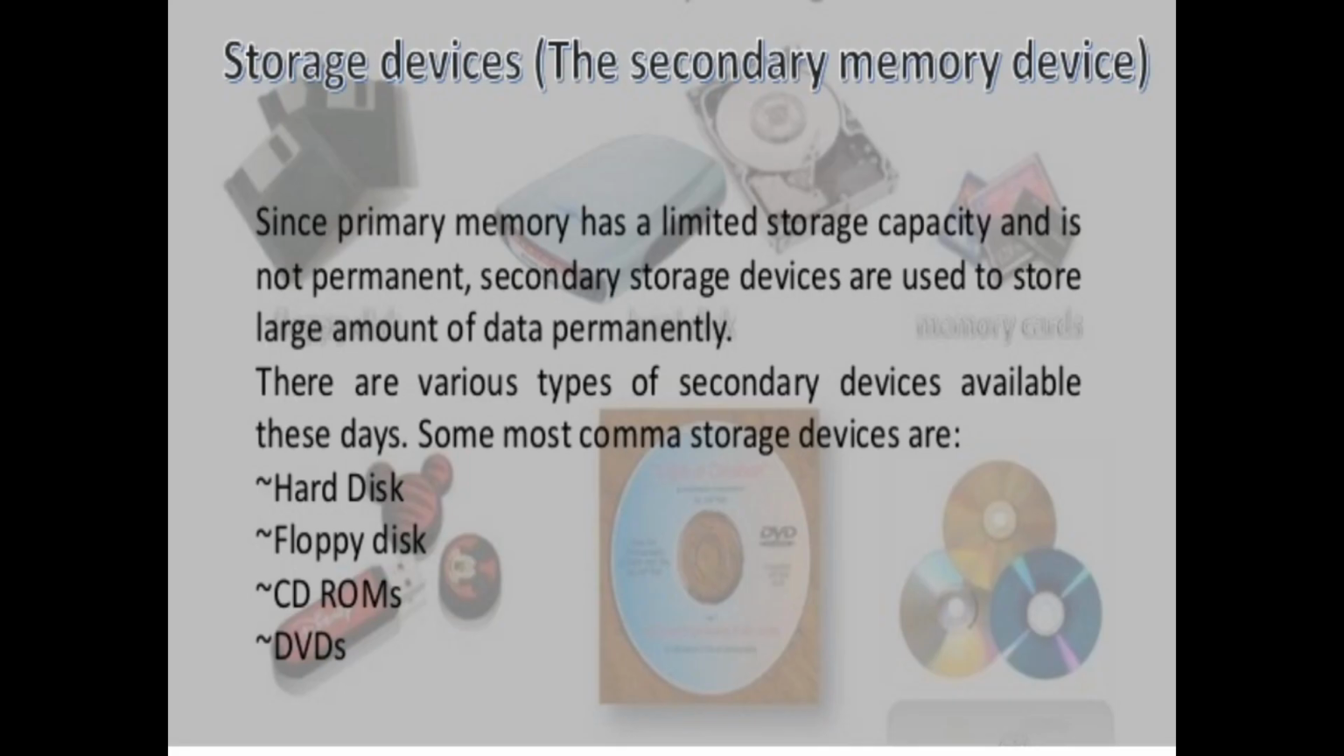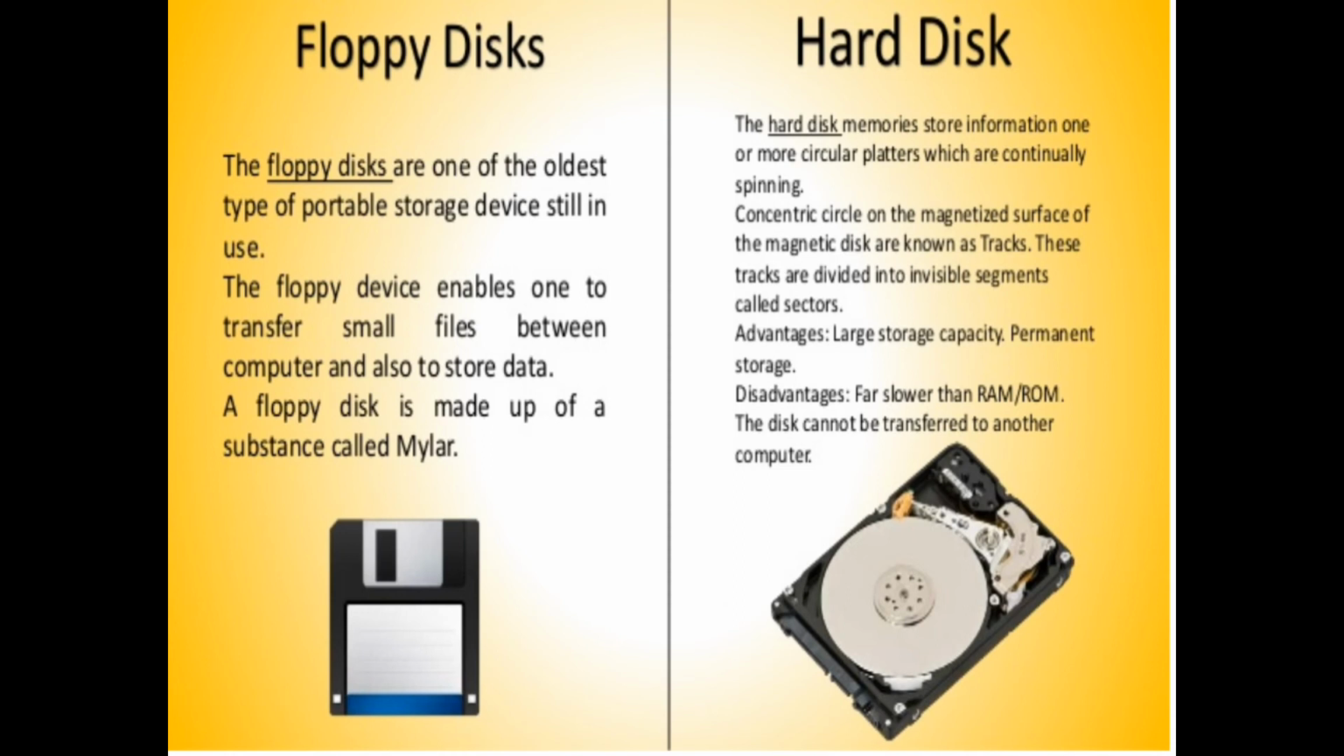Let's understand secondary storage devices, that is, secondary memory devices. Since primary memory has a limited storage capacity and is not permanent, secondary storage devices are used to store large amounts of data permanently. There are various types of secondary devices available these days. The most common storage devices are hard disk, floppy disk, CD-ROMs, DVDs, pen drives, etc.